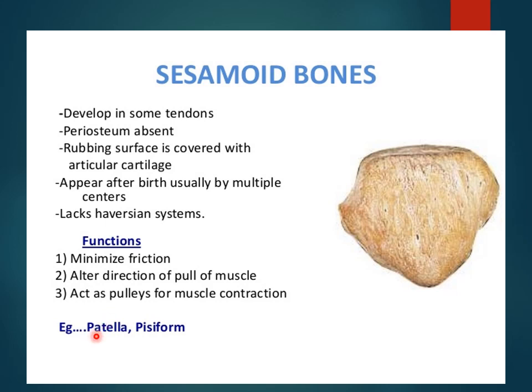The most important examples are the patella bone, the pisiform bone, and some bones which are produced due to repeated friction around the big toe or the first metacarpal bone. These are for the protection of the tendon from repeated friction.